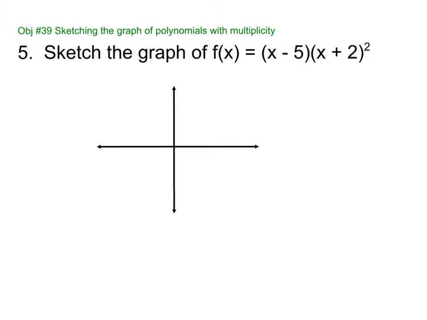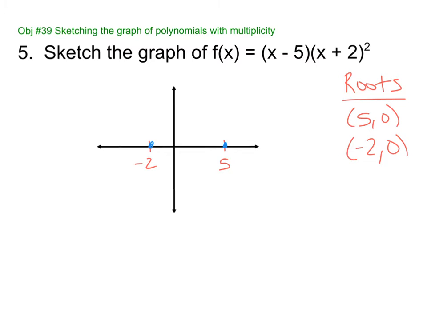All right, so let's take a look at this one and see what happens. Let's start with our roots. Our roots are 5 and negative 2. So I'll make that my 5, and this my negative 2. So I only have 2. Notice I only have 2 roots.